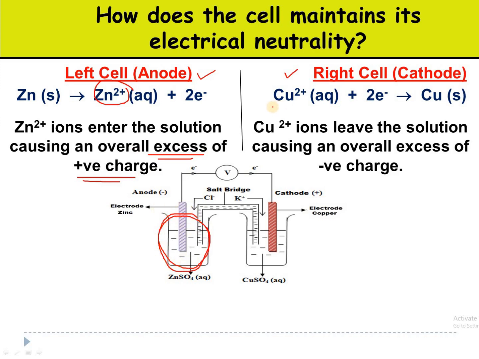At the cathode, students can see the half reaction for copper. Copper 2 plus ions gain 2 electrons to become solid copper. Copper 2 plus ions leave the solution, causing an overall excess of negative charge. At the cathode, the solution has an excess of negative charge.